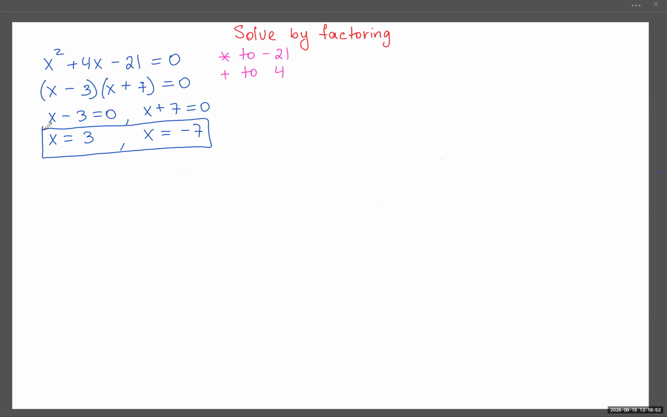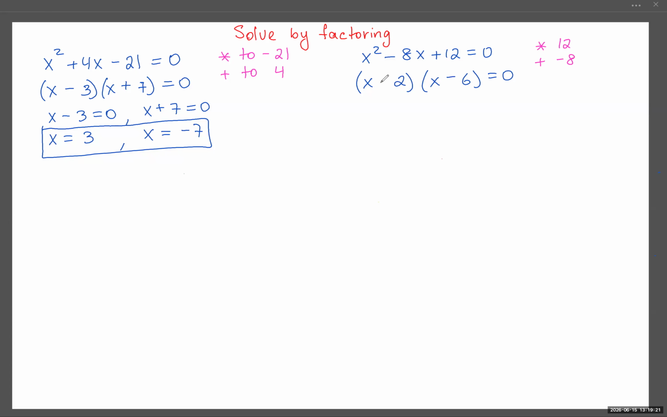Okay, we'll try that one more time. x squared minus 8x plus 12 equals 0. So once again, we do not have any numbers in front of x squared, so both parentheses will start with an x. This time we need two numbers that multiply to 12 and add to negative 8. That would be 6 and 2.